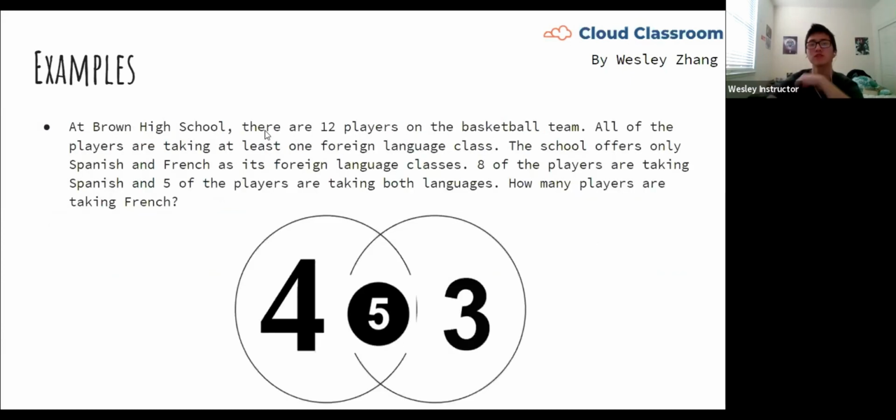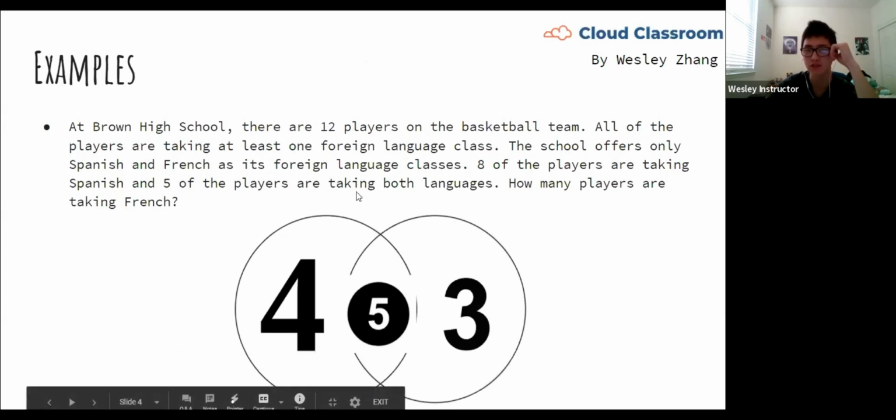At Brown High School, there are 12 players on the basketball team. All of the players are taking at least one foreign language class. The school offers only Spanish and French as its foreign language classes. 8 of the players are taking Spanish and 5 of the players are taking both languages. How many players are taking French?